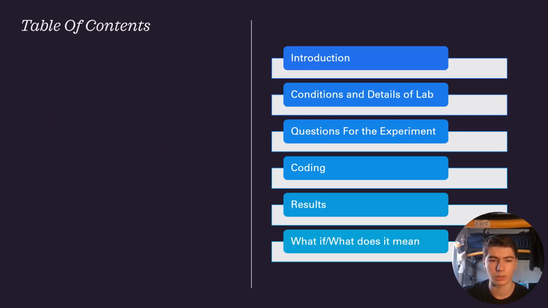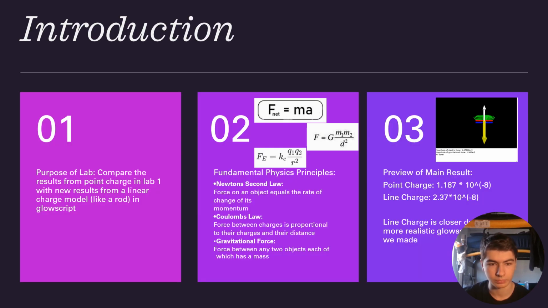So a quick table of contents of what I'll be doing: I'll be going over the introduction, the conditions and details of the previous lab, Lab 1, because this is a follow-up to that, the questions for the experiment in Lab 1 and what changed for those in Lab 2, the coding section, the results of the code, and what if or what does it mean.